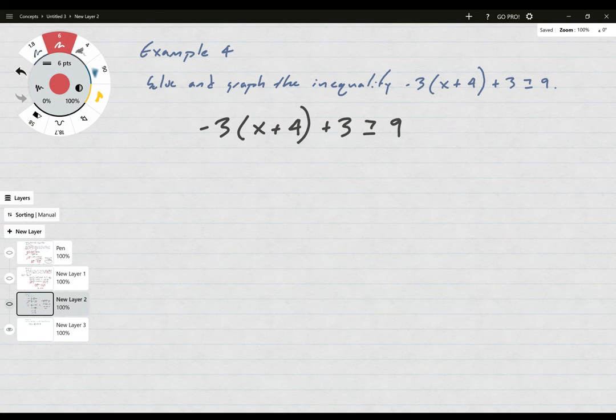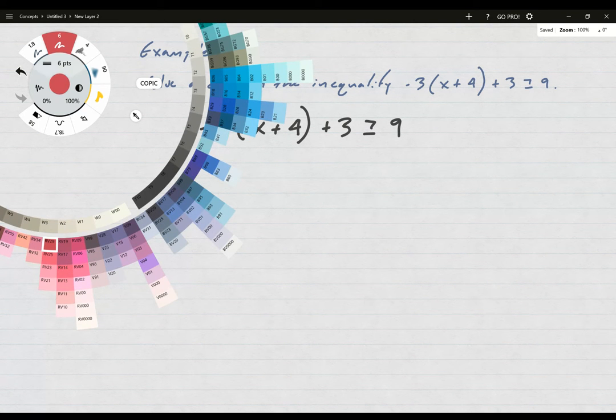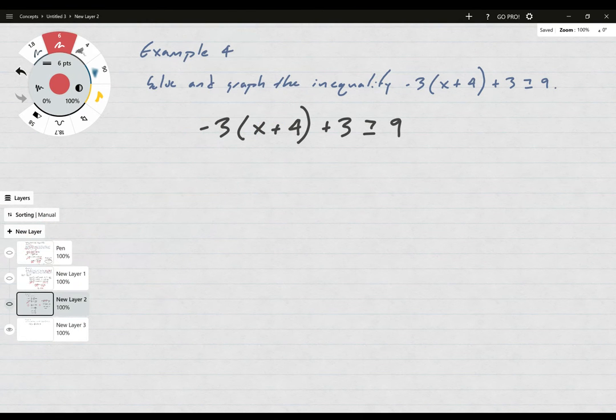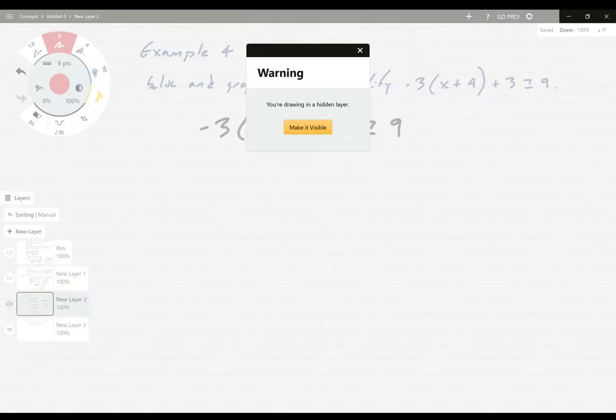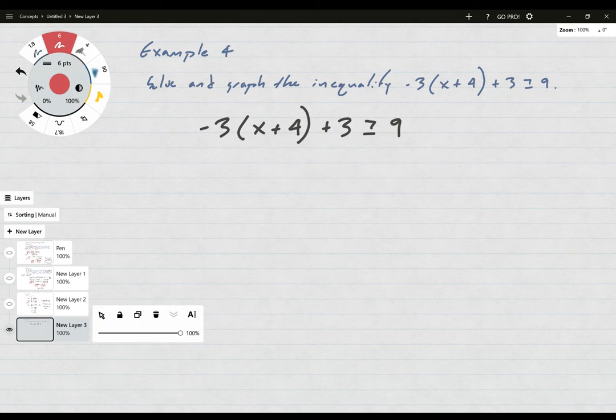It says negative 3 multiplied by x plus 4, plus 3 is greater than or equal to 9. So again, this is greater than or equal to, with the line underneath. That's going to tell me that it's a closed circle. The greater than or equal to or less than or equal to indicates that whatever the solution is, it's included in the answer set. So it's going to be open. Sorry, closed. Closed circle.